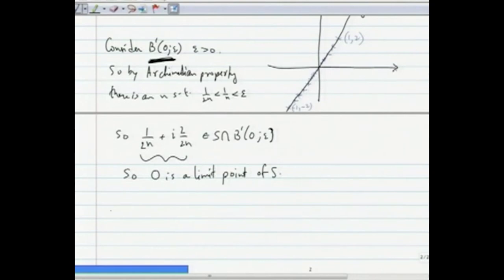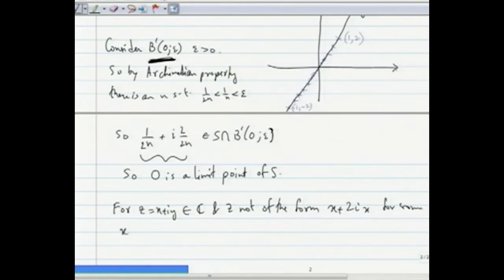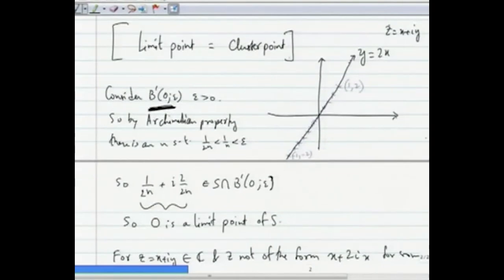Then we will also show that any other z in the complex plane is actually not a limit point. The idea is simple: if you take any point off of this line, then you can find a ball around that point which will stay clear of the line. So, there is no chance of intersecting with the set S, which is a subset of the line. For points lying outside, the idea is simple. So, for z equals x plus i y belonging to C, and z not of the form x plus 2ix for some x belonging to R, these are essentially points which lie outside the line; they are not of the form x plus 2ix.